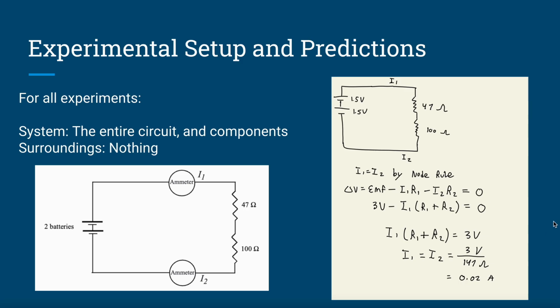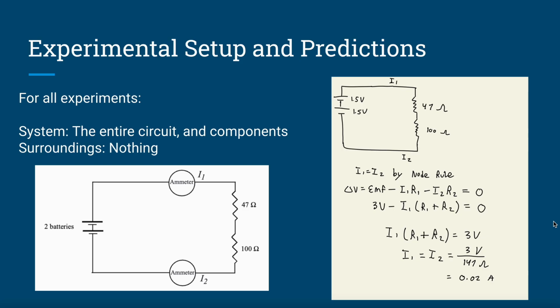Here's the experimental setup and predictions. For all experiments, the system is the entire circuit and its components, and the surroundings is nothing. Here is a diagram of the first circuit on the left, and on the right, we want to predict what the current values for I1 and I2 are.